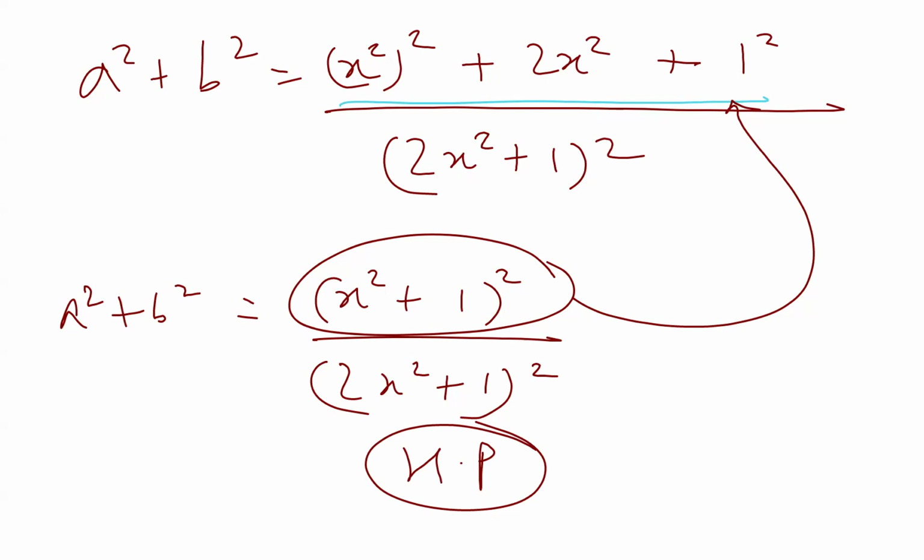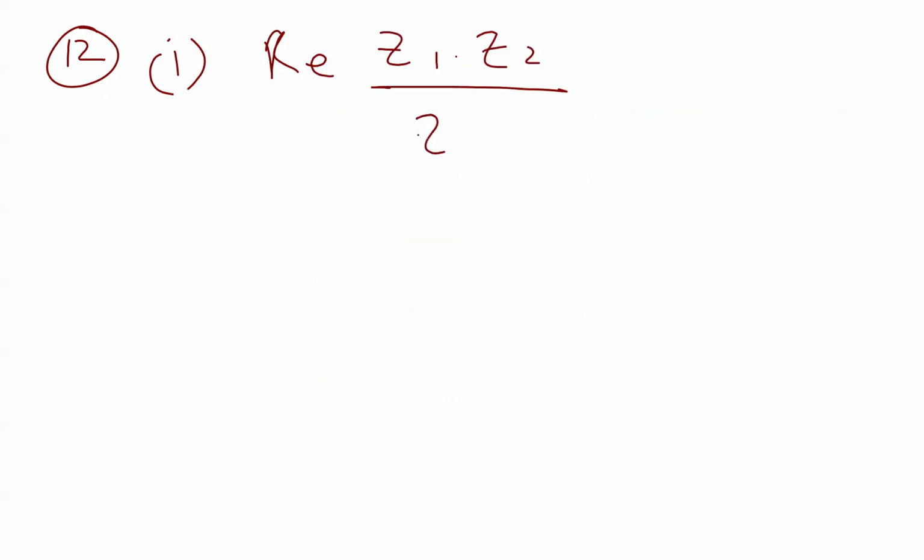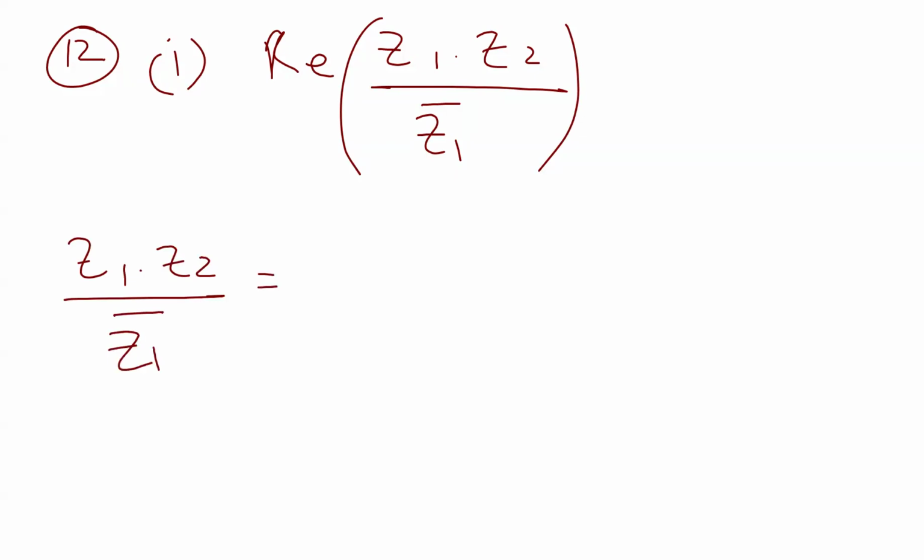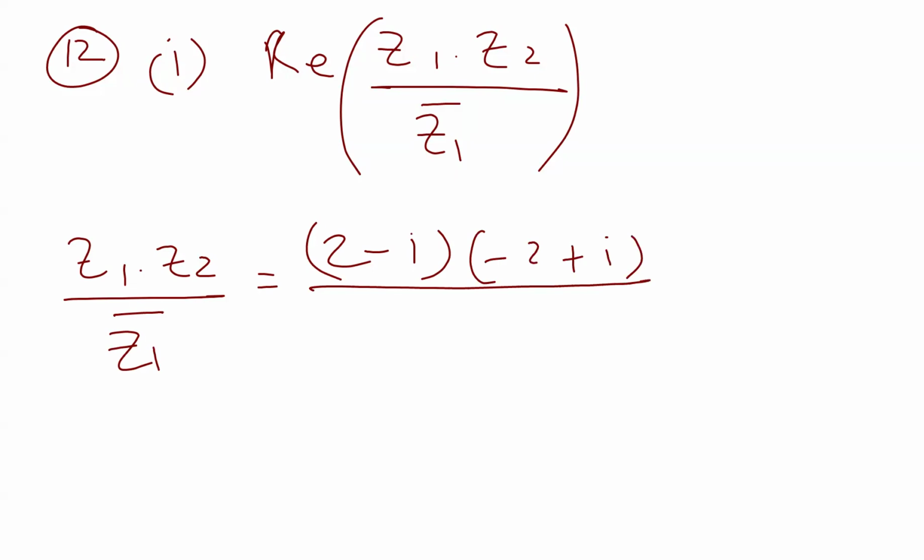Let us go to question number 12. Question number 12, Z1 and Z2 are given. First part, they are asking the real part of Z1 into Z2 upon conjugate of Z1. Okay, real part of this. So first I'll calculate Z1 into Z2 upon conjugate of Z1. So Z1 is 2 minus i, Z2 is minus 2 plus i, and down it is conjugate of Z1. So it is 2 plus i.